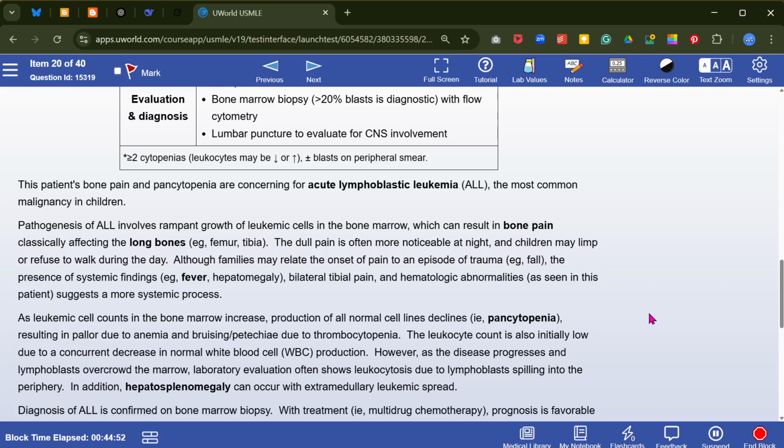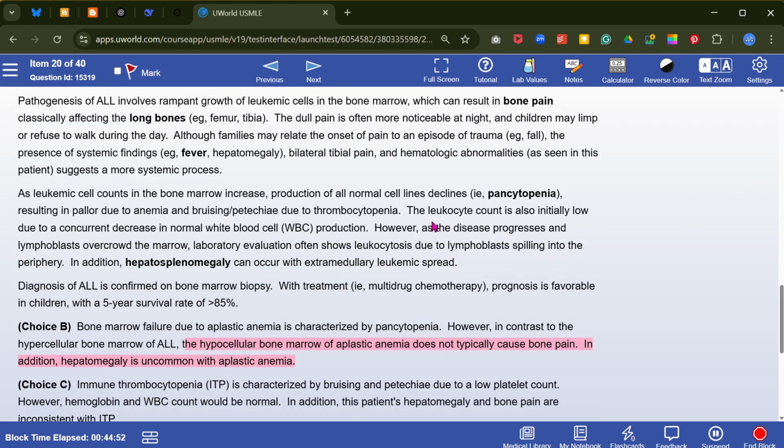As leukemic cell counts in the bone marrow increase, production of all cell lines declines, resulting in pancytopenia, with pallor due to anemia, and bruising and petechiae due to thrombocytopenia. The leukocyte count is initially low due to concurrent decrease in normal white blood cell production. However, as the disease progresses, lymphoblasts overcrowd the marrow. Lab evaluation often shows leukocytosis due to lymphoblasts spilling into the periphery. In addition, hepatosplenomegaly can occur with extramedullary leukemic spread.